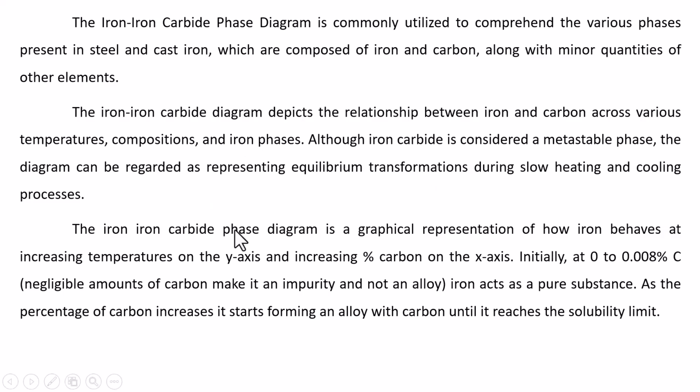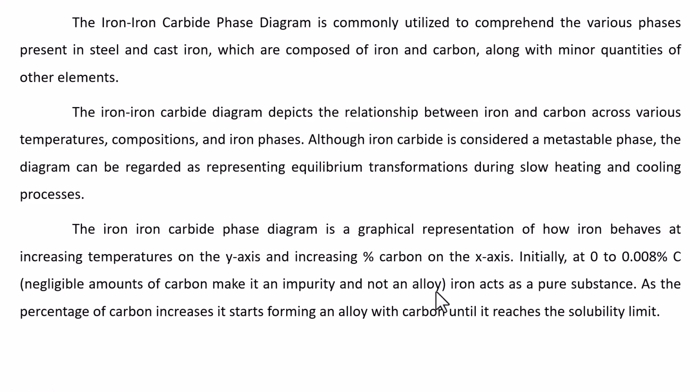The iron carbide phase diagram is a graphical representation of how iron behaves at increasing temperatures on the y-axis and increasing percent of carbon on the x-axis. That means temperature is taken on the y-axis and the percent of carbon is taken on the x-axis. Initially, at 0 to 0.008% of carbon, that is a negligible amount of carbon, it makes it an impurity and not an alloy.